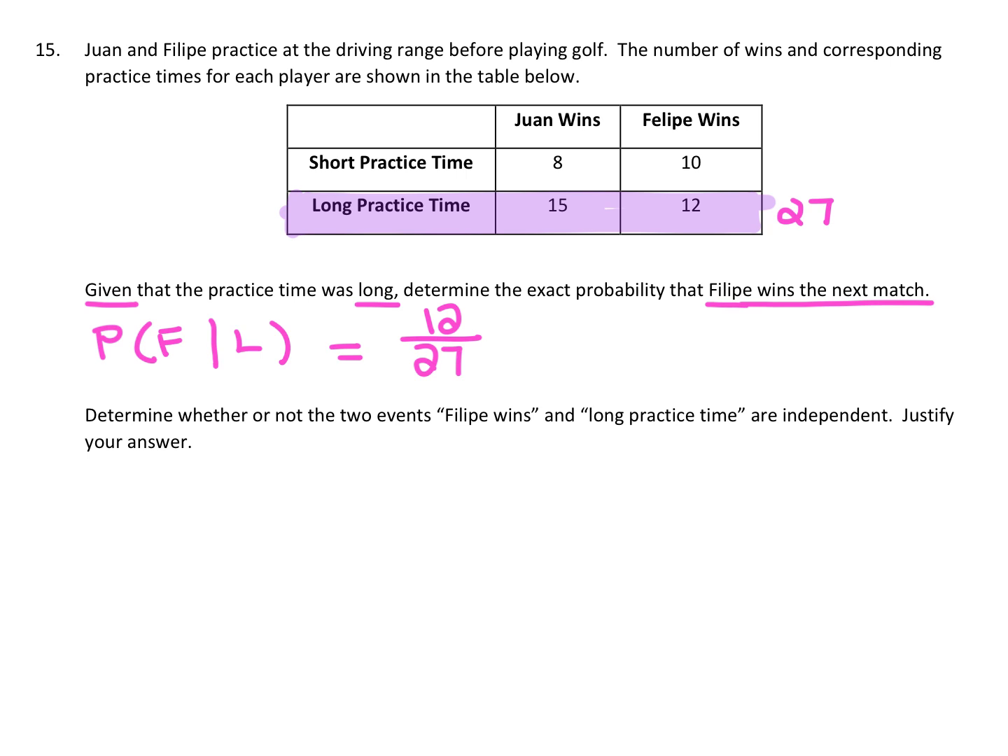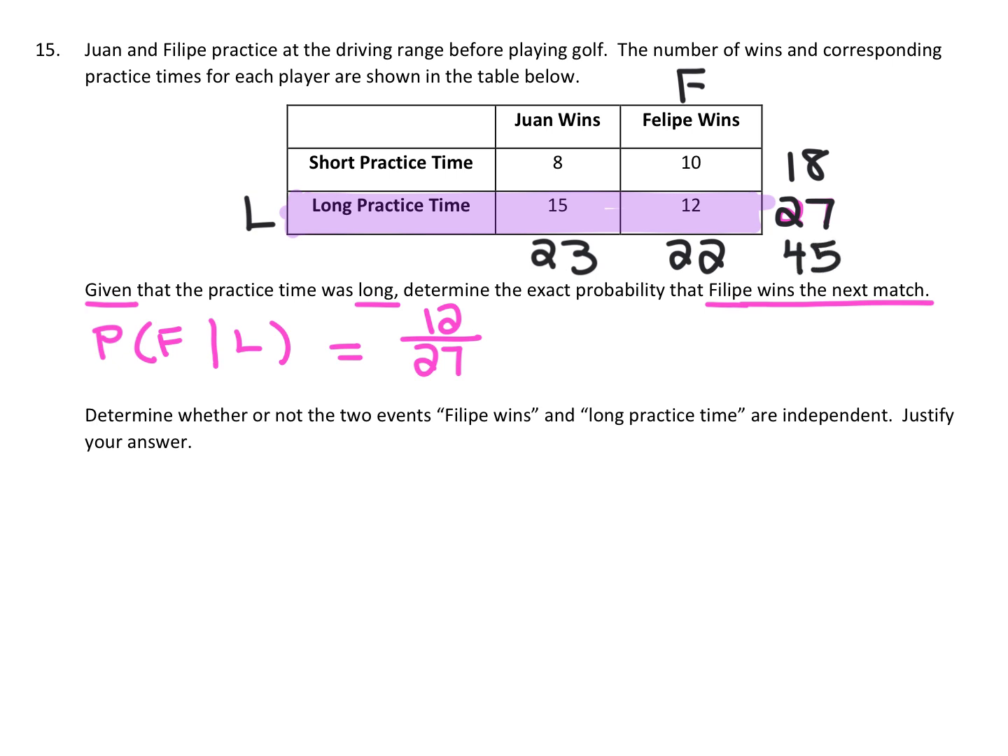Okay, and then on the bottom here, they want us to determine whether or not the two events, Felipe wins and long practice time, are independent. I want to total this all out. We're talking about Felipe wins, so I'm going to put an F there, and long practice time here. Let me total everything out. Juan wins 23 times, Felipe wins 22 times. Short practice, 8 plus 10 would be 18. We've already summed up this row. If you add everything together, whether you add 23 and 22 or 18 and 27, that's going to give you 45.